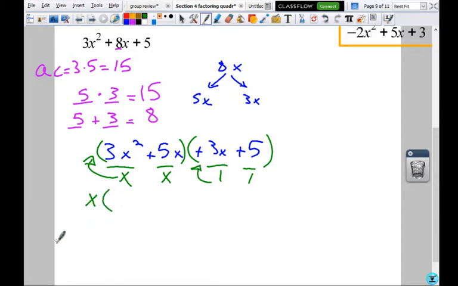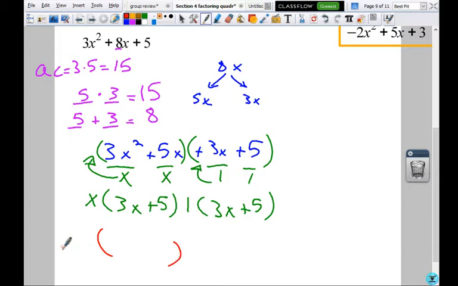Austin, what do I get after I factor out the x on my first parenthesis? You get 3x plus 5. Yep. What do I get when I factor out 1 for my second parenthesis? 3x plus 5. Yeah, that's already easy. Alright, and then we are almost done. What's the last thing we gotta do? So what's my first parenthesis?